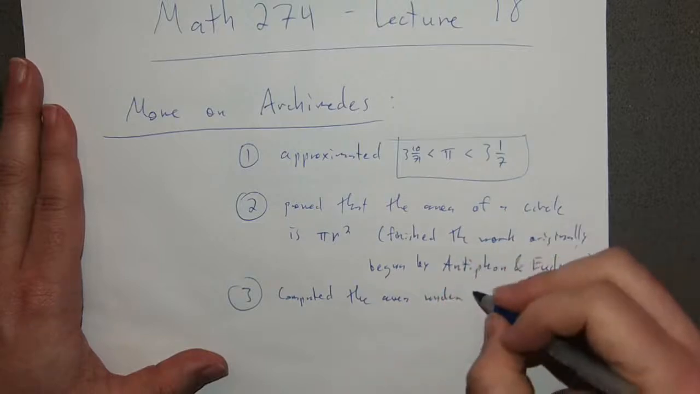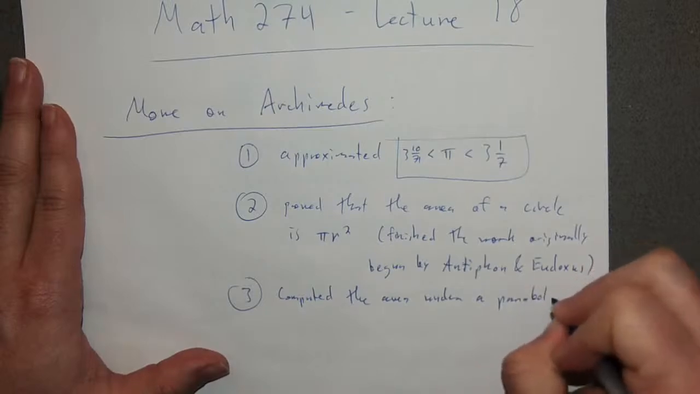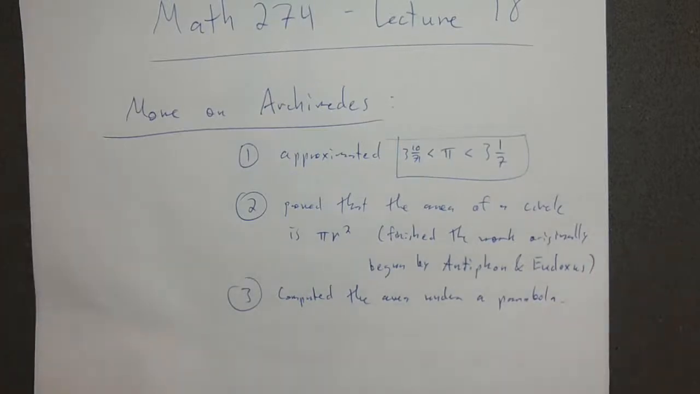Now, he didn't do this totally generally, but he was able to compute the area under a portion of a parabola as an area of a particular triangle, and these methods were general enough that basically this finished the case of parabolas and computing areas underneath them. With a little bit of modification, this basically does it all.